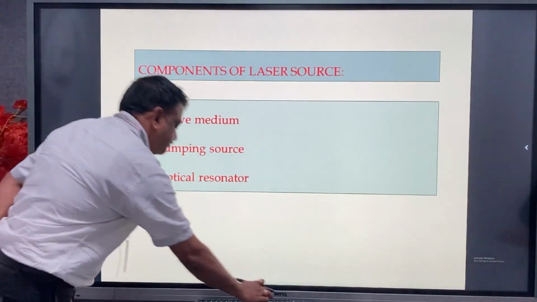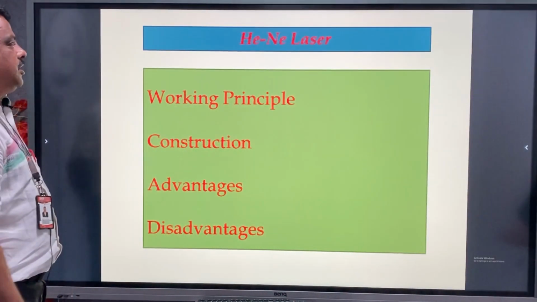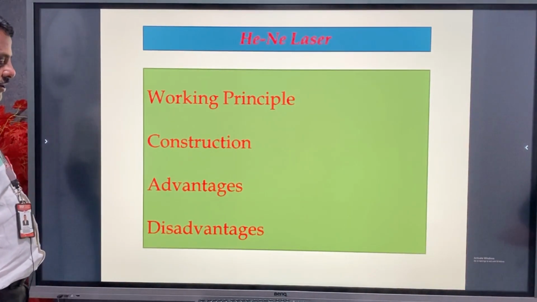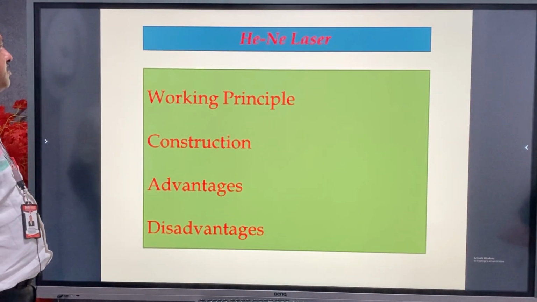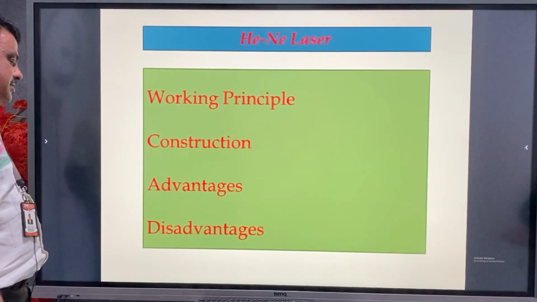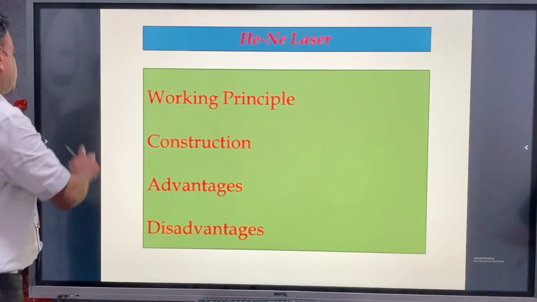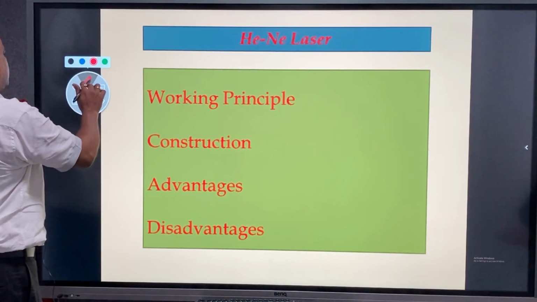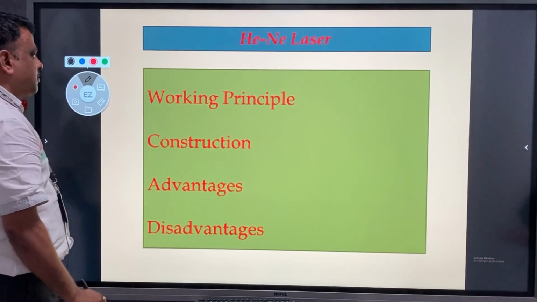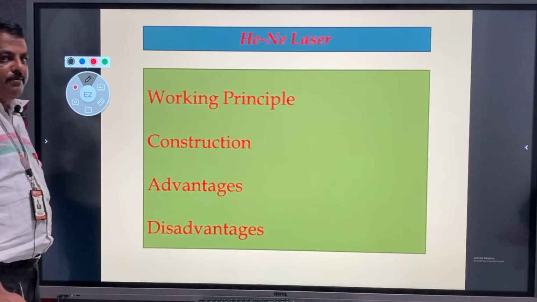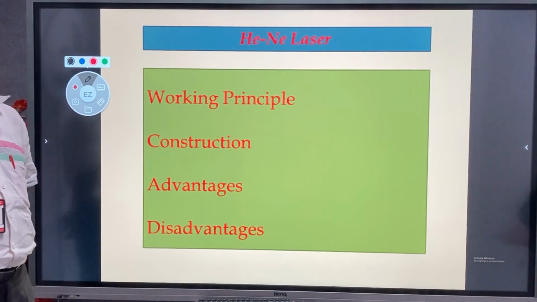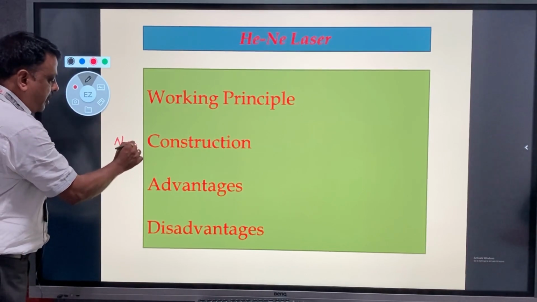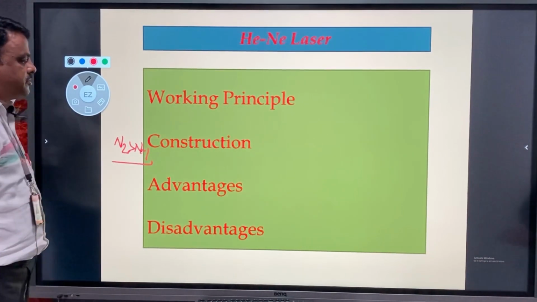Next, the helium-neon laser: the construction and working of the helium-neon laser, and its advantages, disadvantages and applications. Every laser works on the principle of population inversion, right? Population inversion means more atoms in the excited state compared to the ground state, with N2 greater than N1. That is the condition for population inversion.